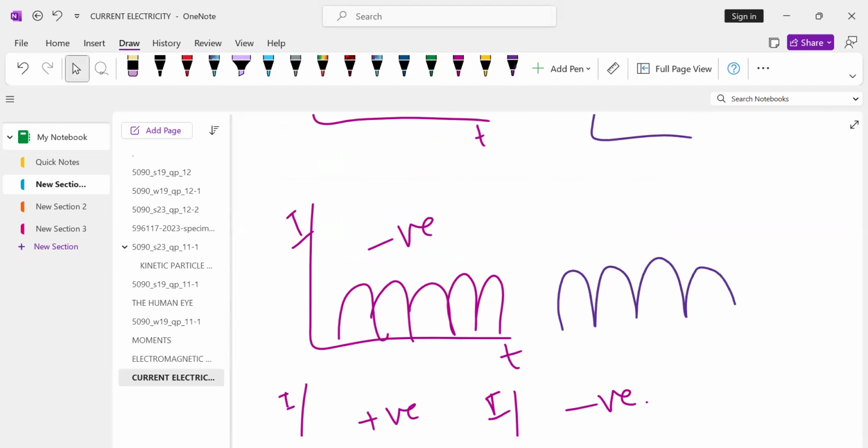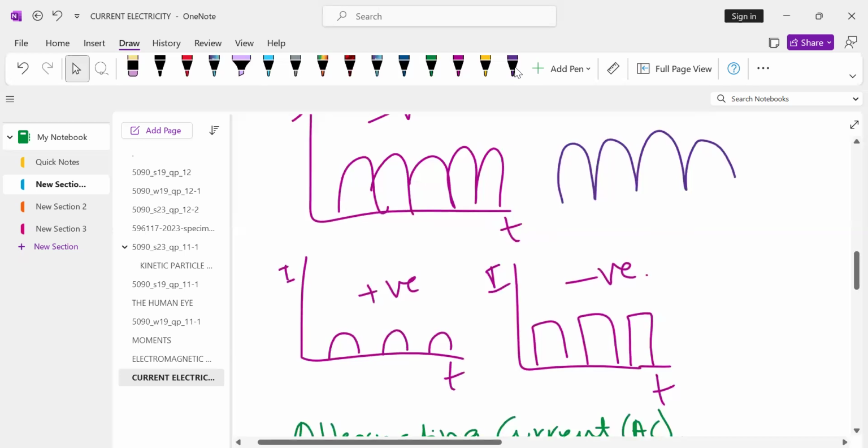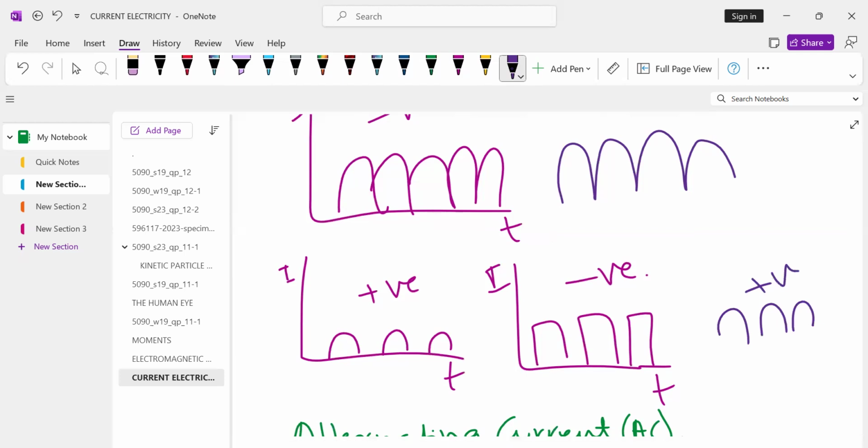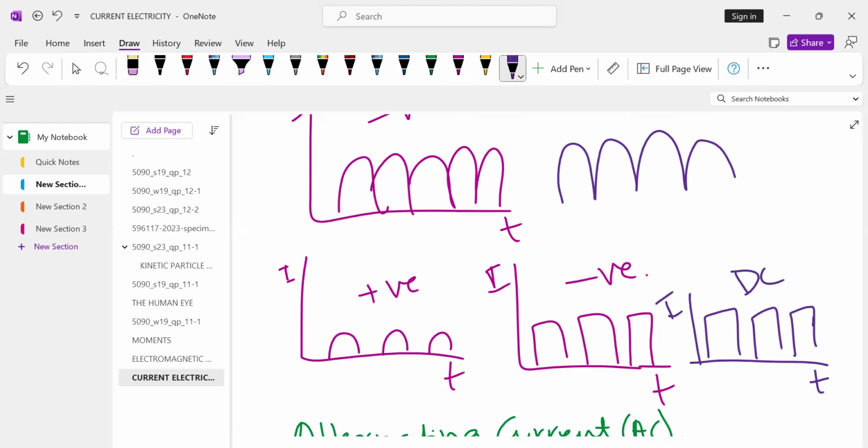Then we have the third graph to represent direct current, and it is like this. When these half waves go individually, it is positive, and when they go below, it is negative. Then we have these boxes, they go like this, and the current is on the y-axis and time is on the x-axis. So you can see that this is a DC graph, a direct current graph for negative direct current.